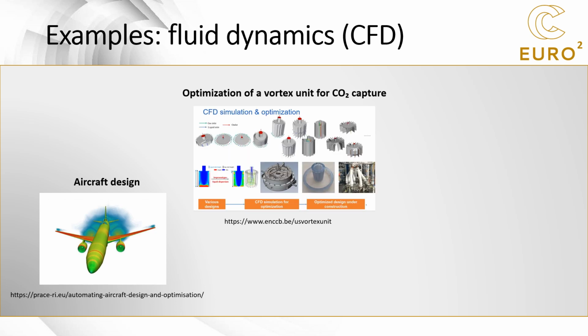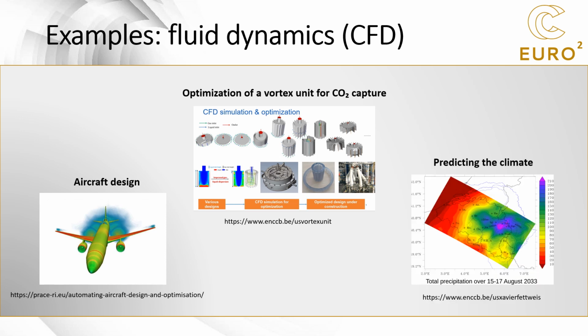On the other hand, reducing carbon dioxide concentrations can be done by direct capture of the molecule out of a power plant. The vortex unit of the capture system can also be optimized using CFD. Finally, the effect of greenhouse gases, such as CO2, can also be calculated on supercomputers. At the University of Liège, Xavier Fettweis uses the climate model MAR on supercomputers to predict the future climate.